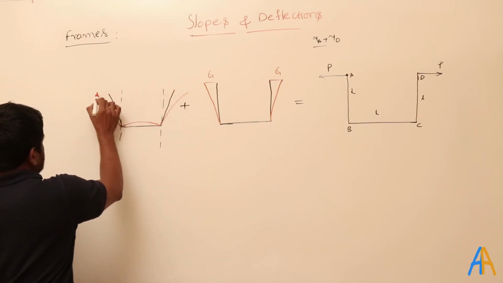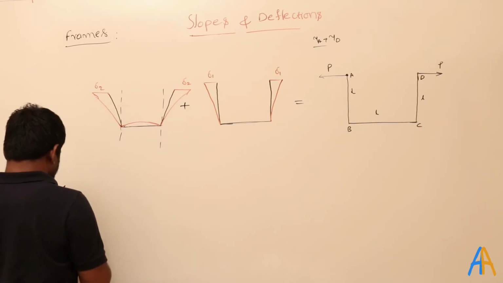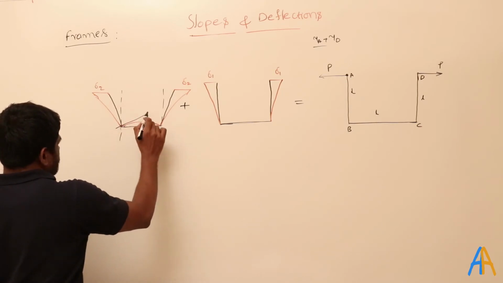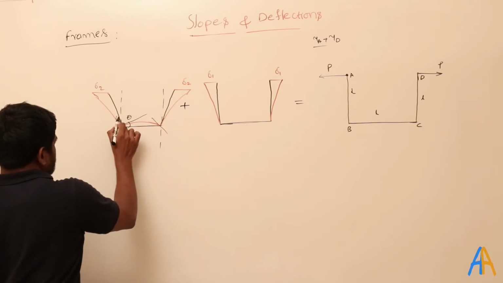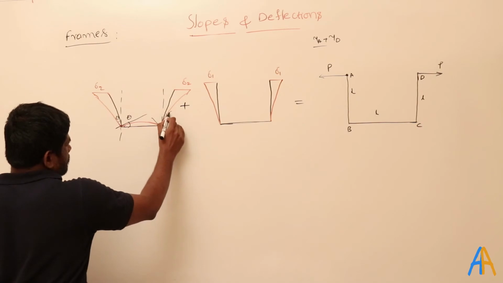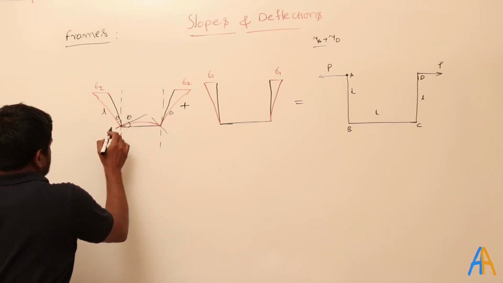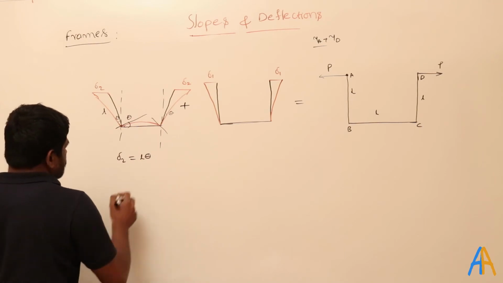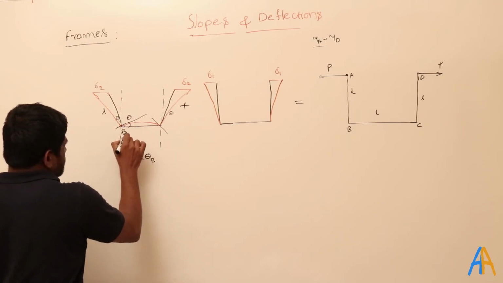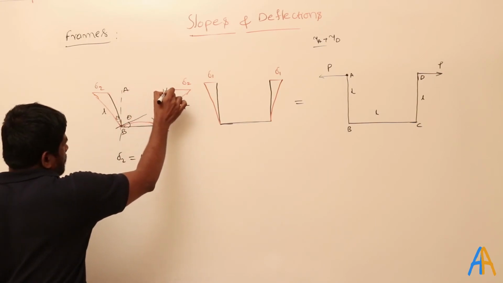So from here to here, this is delta 2, and here to here it is delta 2. How to find out this delta 2? For example, here this angle is theta. Then this angle will become theta, and here also this angle will become theta, as in the previous case. So if you know the L value, then delta 2 equals L into theta. Here in this case it is B, and this is C, this is A, and this is D.